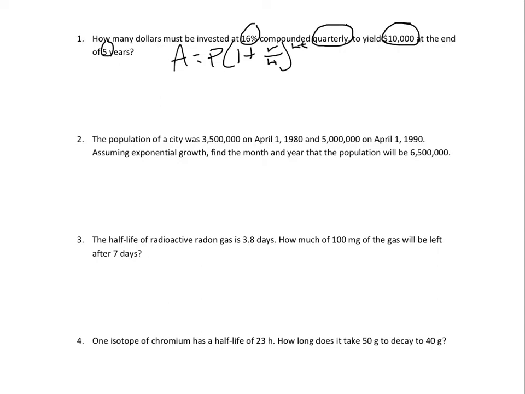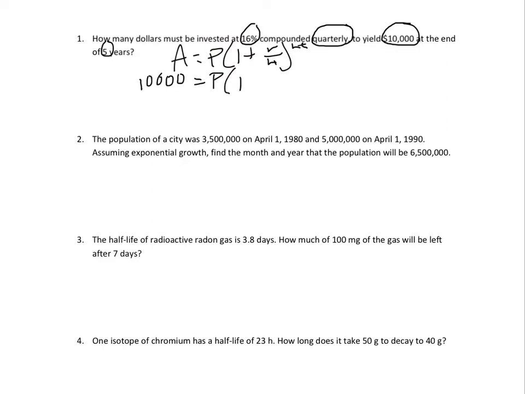The other thing that's really helpful is to think about, when you read the question, what's being asked? Well, how many dollars must be invested? That probably means it's going to be the P, because P is the principal amount that you invested at the beginning. So we're going to be solving for P here. So we should have A, R, N, and T. Well, A is yield $10,000 at the end, so A is 10,000.